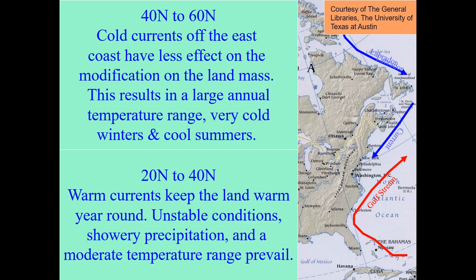Whereas if I go a little further north, the 40 to 60 degrees north latitude, I'm influenced more by that colder Labrador current off the east coast, which has less effect on the modification of the landmass. So you get a larger annual temperature range and very cold winters and cool summers along places in Maine, Massachusetts, Rhode Island, all the way over to Connecticut, Long Island. This is a case where you get north of 40 degrees north latitude, and now you're talking about some of the latitude effects kind of trumping the ocean effects in a lot of cases.